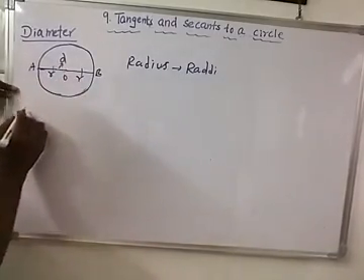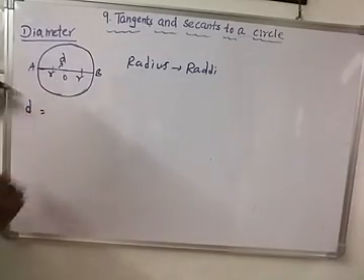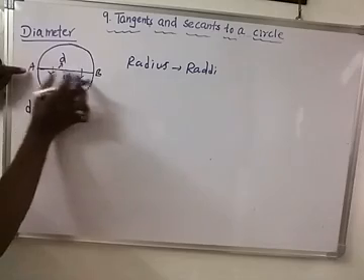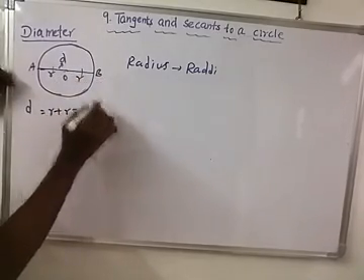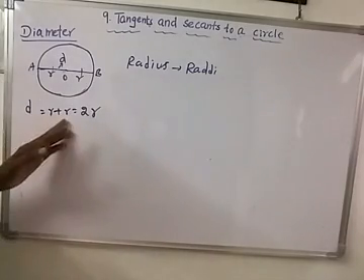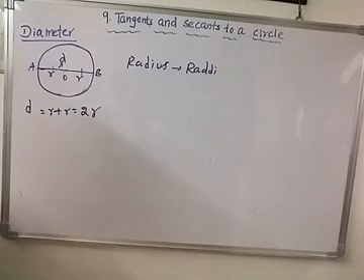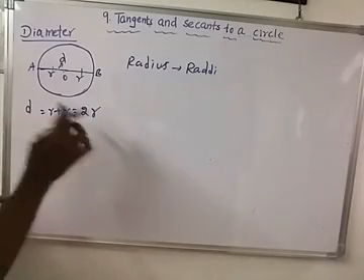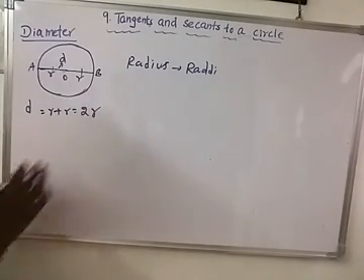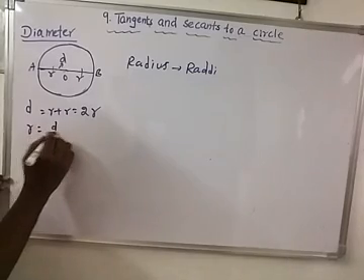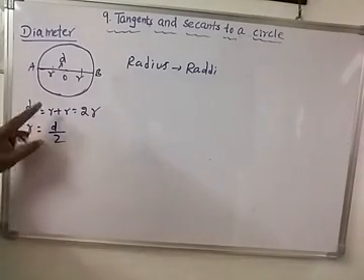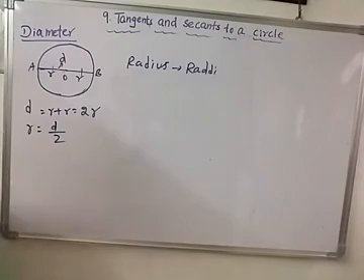So now diameter D is equal to AO plus BO, that is radius plus radius, that is R plus R, equal to 2R. That means diameter is equal to 2 times the radius. Now radius is equal to half of the diameter, that is D by 2.